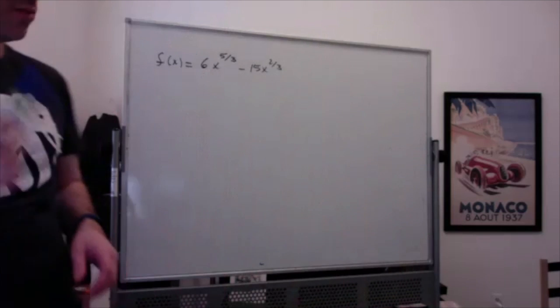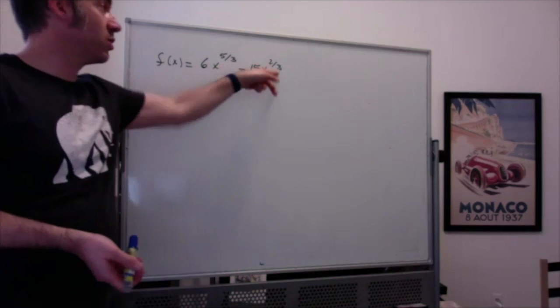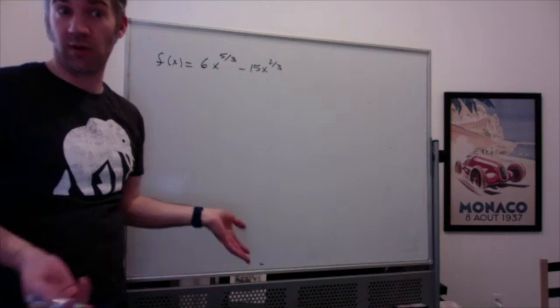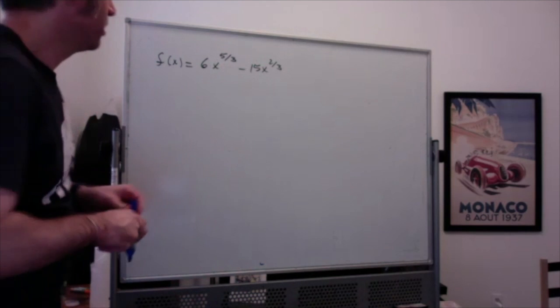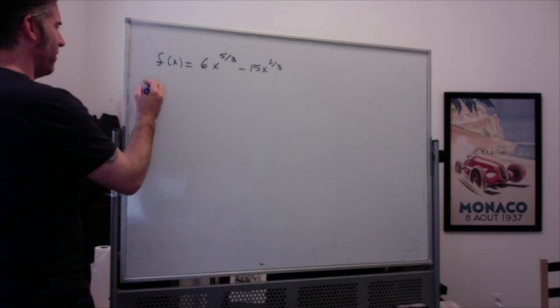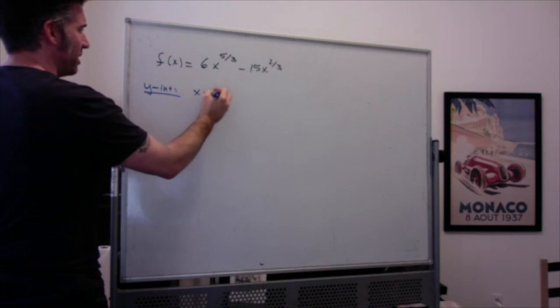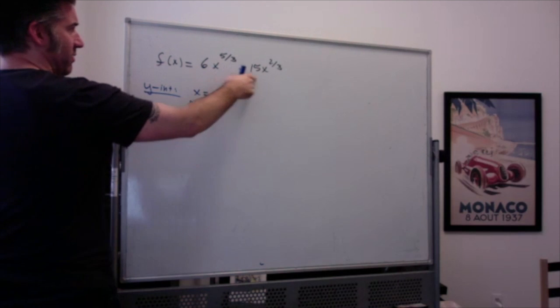And I will point out that the domain of this function is everything. If you've got cube roots, you can take the cube root of any number, positive or negative. So we're perfectly safe domain-wise. All right, so let's find the stuff. Y-intercept means that x equals 0. I'm going to get 0. F of 0 is 6 times 0 minus 15 times 0.